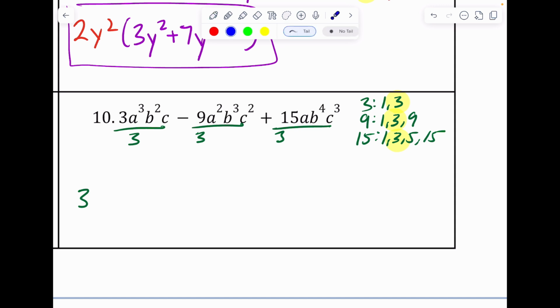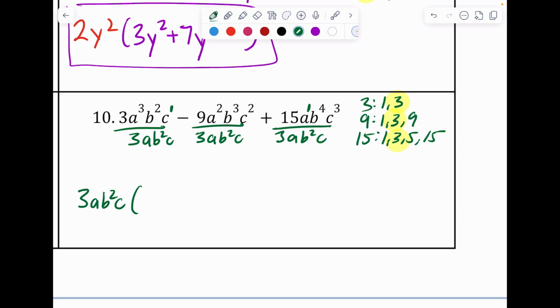Now let's go variable by variable. What's the least exponent, or the smallest exponent? A to the power of 1, so I can for sure factor out at least one of these a's. Now I have b. This has b squared, b to the 3rd, b to the 4th. So my smallest exponent is b squared, so I can for sure factor out a b squared from all of these. And then it looks like we have c to the power of 1, c to the power of 2, and c to the power of 3. So my smallest exponent is c to the power of 1. So I can at least factor out 1. So ab squared, and then c.